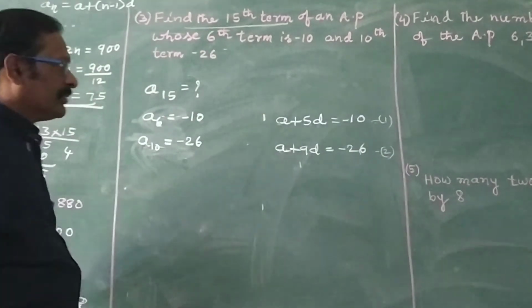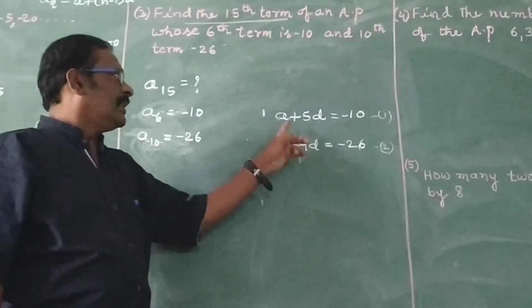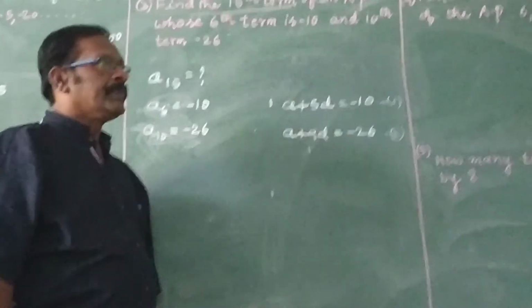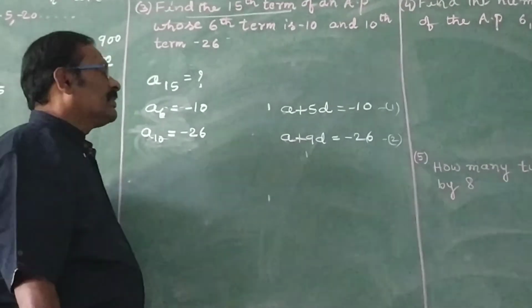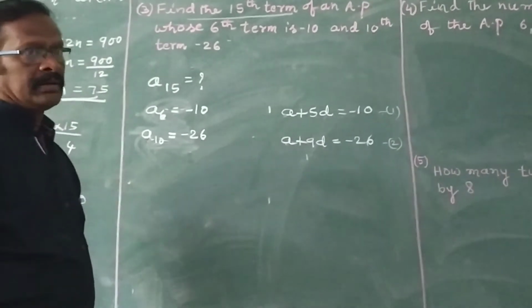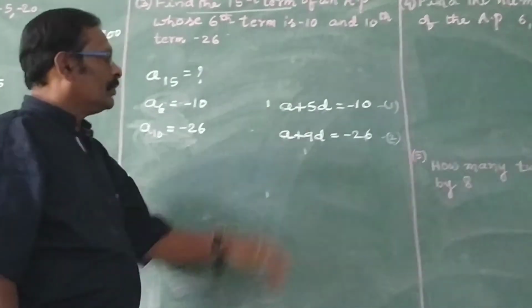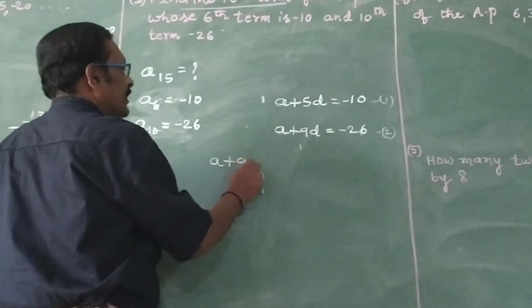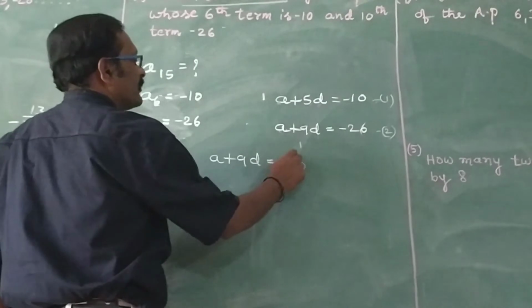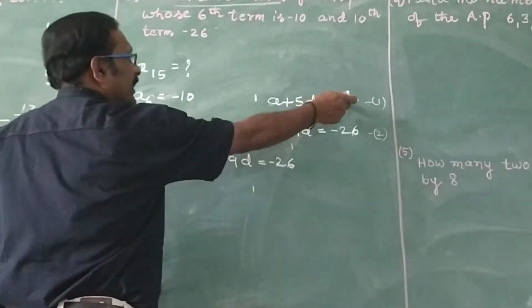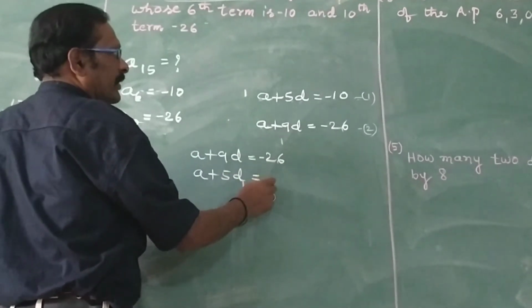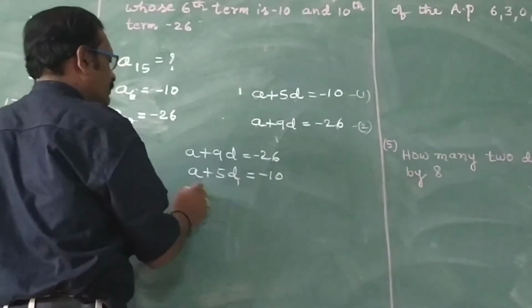Now if you observe, there are two equations. We have two unknowns, a and d. Such equations with two variables are called linear equations in two variables. I will solve like this: a plus 9d is equal to minus 26. Below it I will take this equation, a plus 5d, that is minus 10.